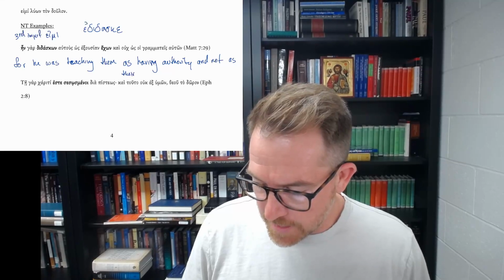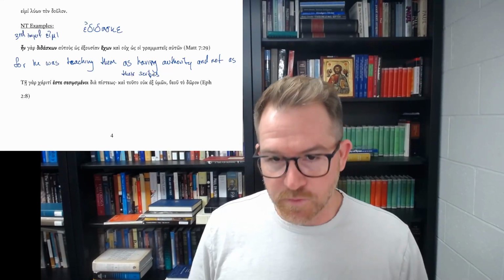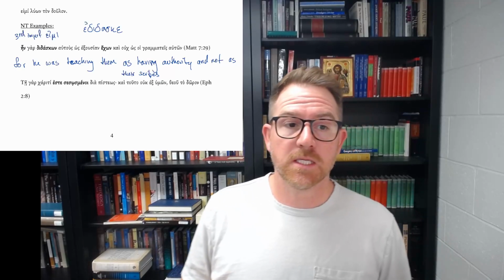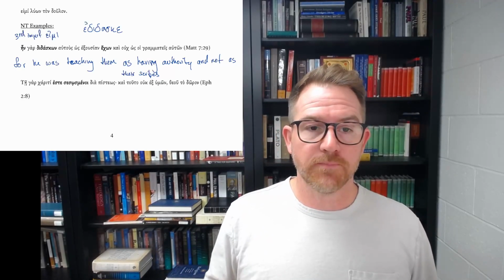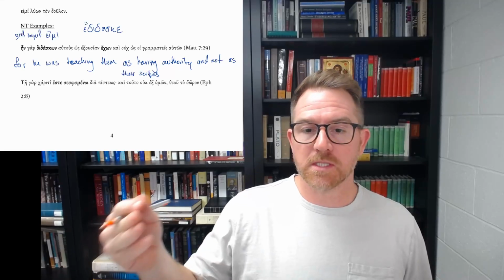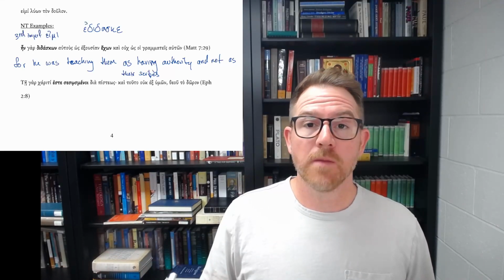For he was teaching them, hōs exousian echōn, as having authority, and not as their scribes. Right? So this is talking about the difference between Jesus' teaching and the scribes' teaching, that he teaches as one having authority and not as the scribes who are going to be citing, well, this person says, and this person says, and this person says. No, Jesus speaks with authority.